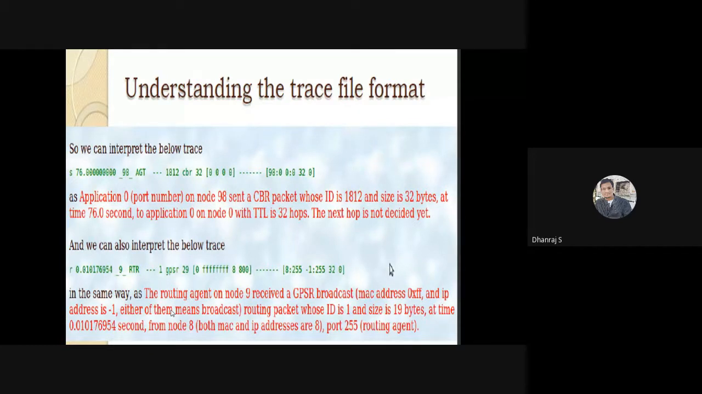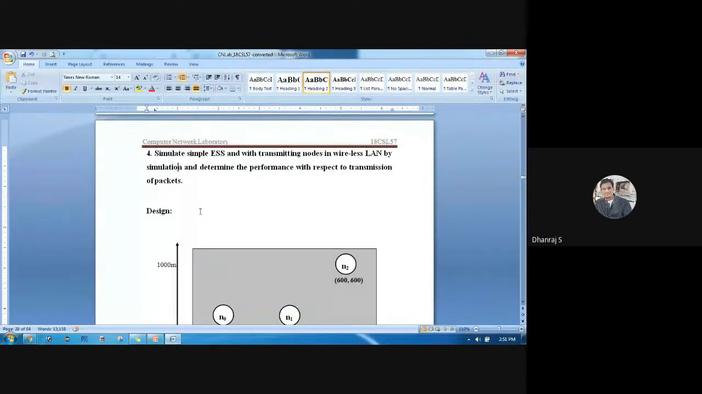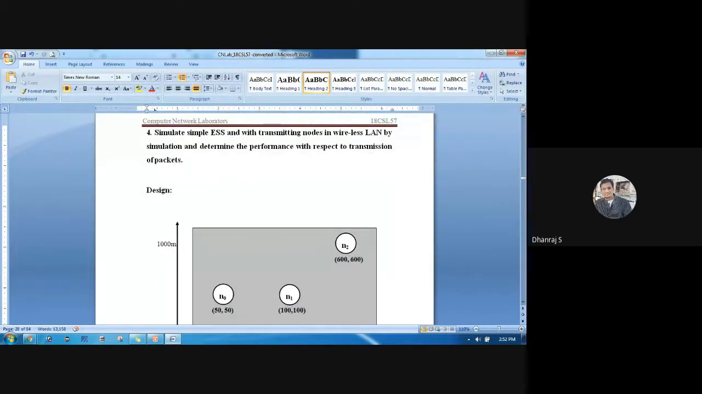What are the components where we can observe the trace file? These are some of the components which we need to set whenever we are going to write a wireless network, whenever we need to create a wireless network environment. This is how the configuration part looks. Okay, so just look at this statement.